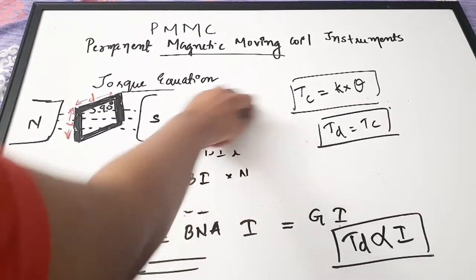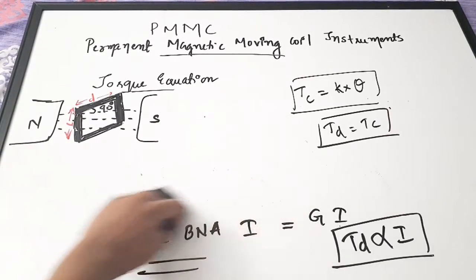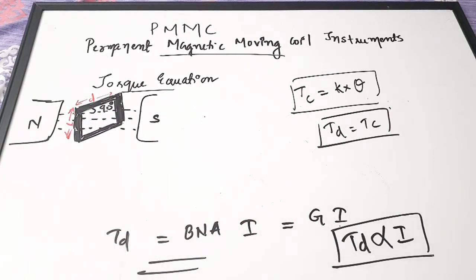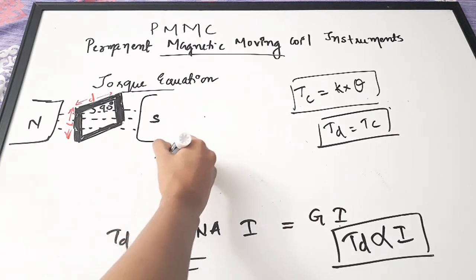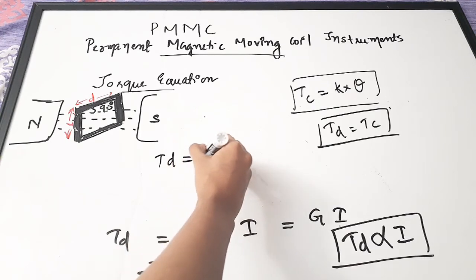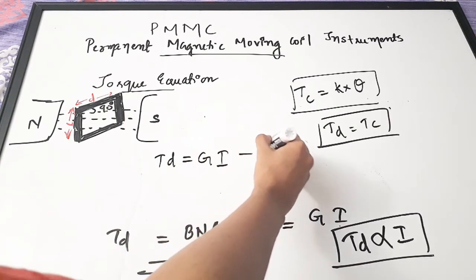So just know that there are two types of torque the PMMC is experiencing. One is the deflecting torque. Next one is the controlling torque provided by the spring control. So in order to have proper controlling of this PMMC, both the torques have to be equal. So what is the final equation for Td we have obtained? Td we have obtained as G into I. So this is my first equation.